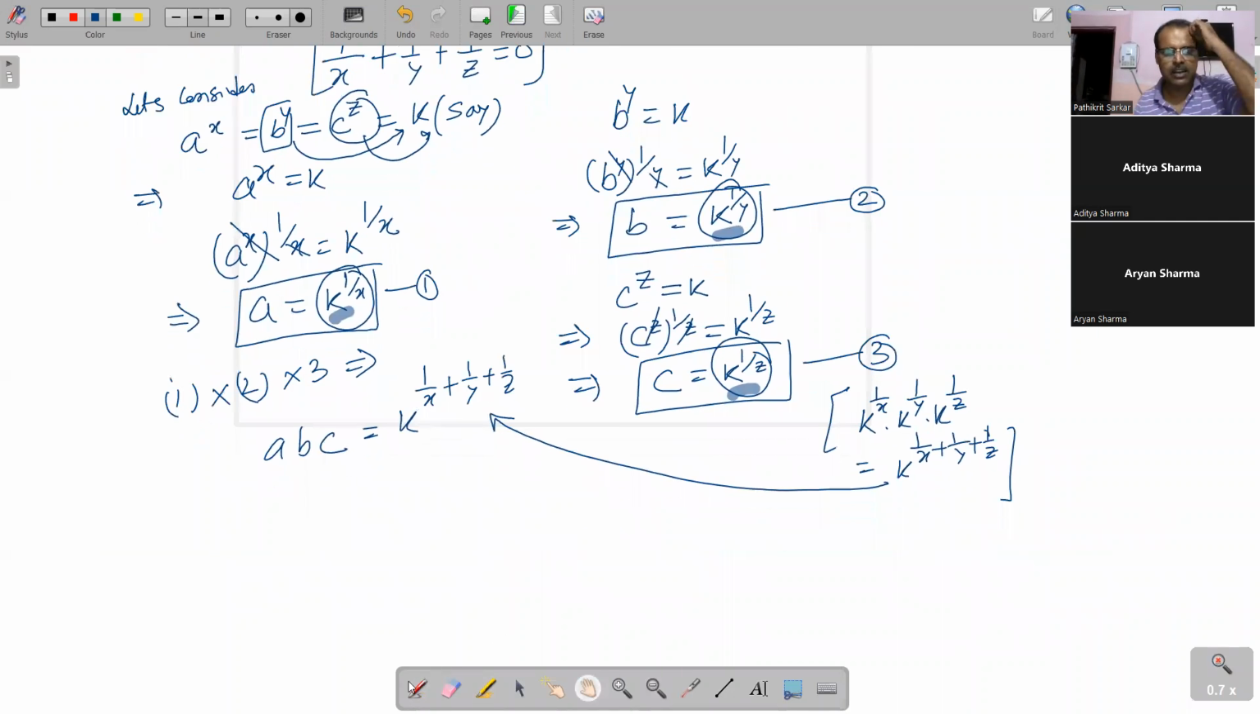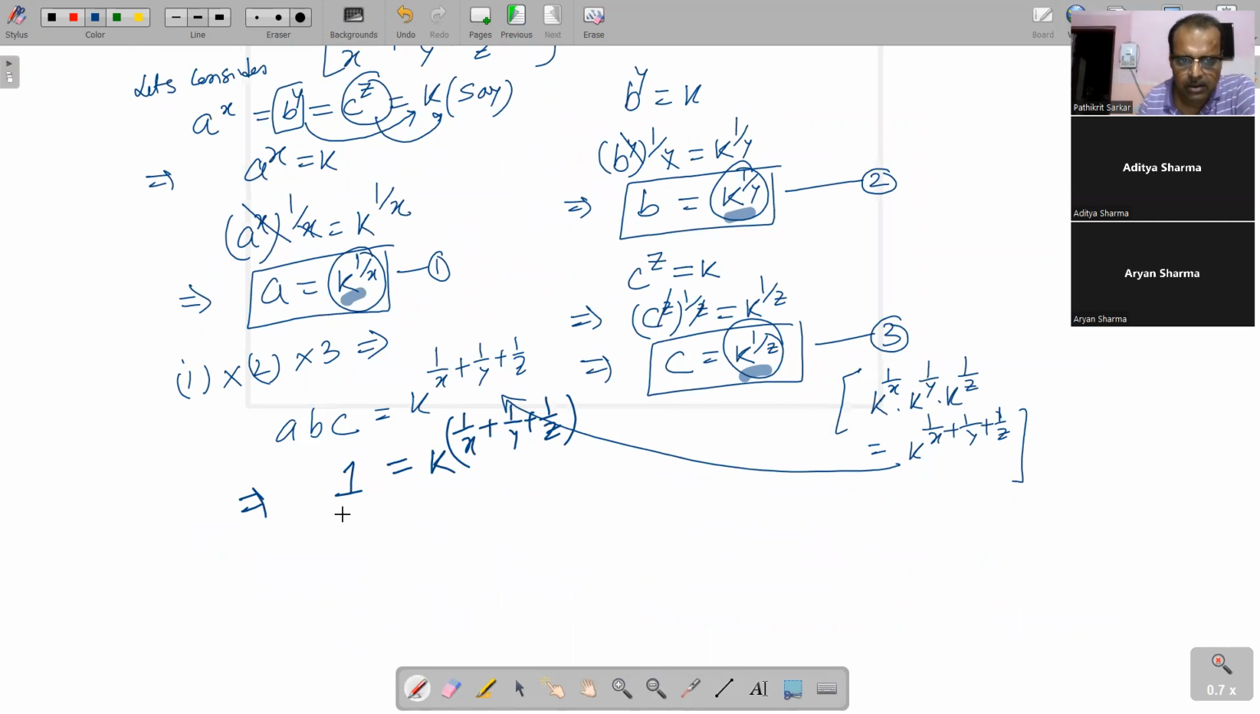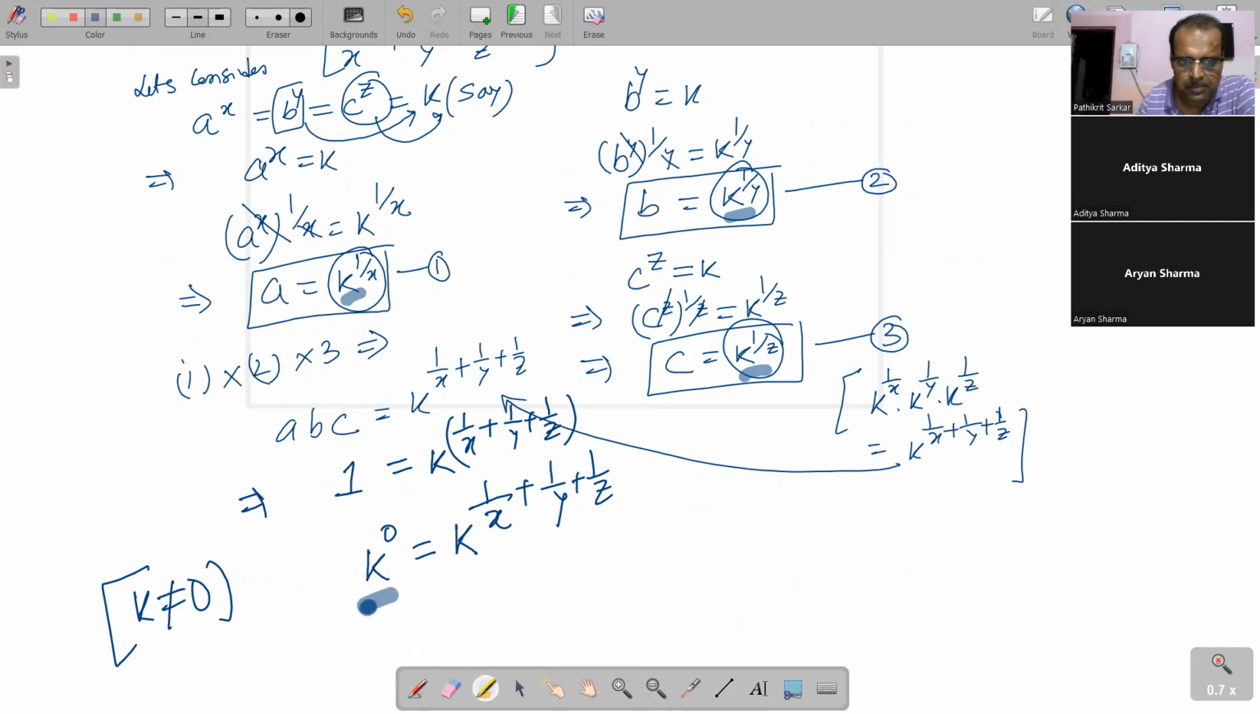So once you have put this value over here, you can check from here that abc का जो value दिया है, that is 1. So you can say this value is 1. And here it is written k to the power 1/x plus 1/y plus 1/z over here. So you can easily write down 1 means it comes down to k to the power 0. Here we can write down k to the power 0 means 1, where we can write that k is not equal to 0. That means anything to the power 0, always value is 1, provided that is not equal to 0. So this we have written, that means अगर base same है, that means here भी k है तो power same होगा.